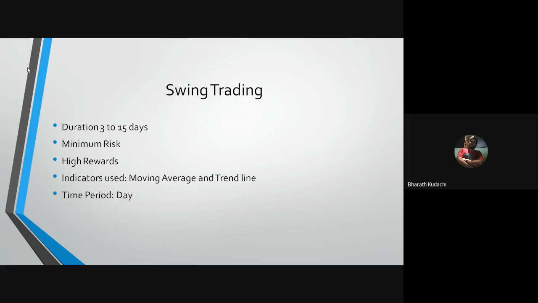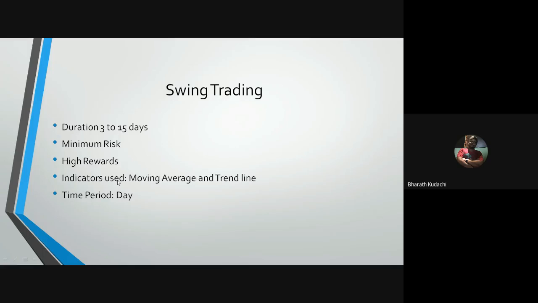In the risk-reward ratio, you have to set up, if you go for a profit, what is the level of profit you want, and what is the loss that you are ready to bear. It is a ratio of L to P, meaning loss to profit. If you have 1 rupee as a loss, 2 rupees should be your profit. Here in swing trading, that is why I have said minimum risk and high rewards.